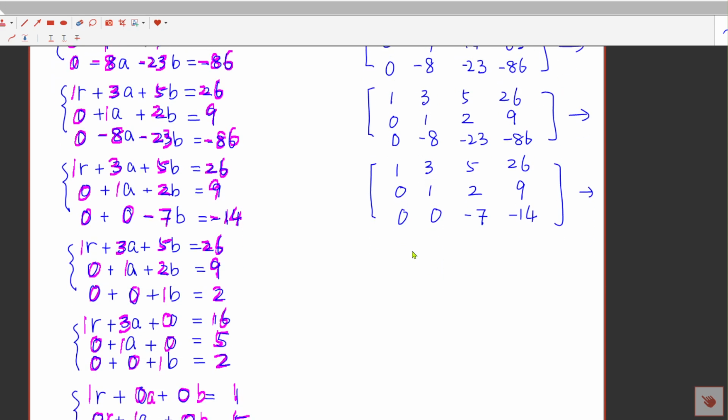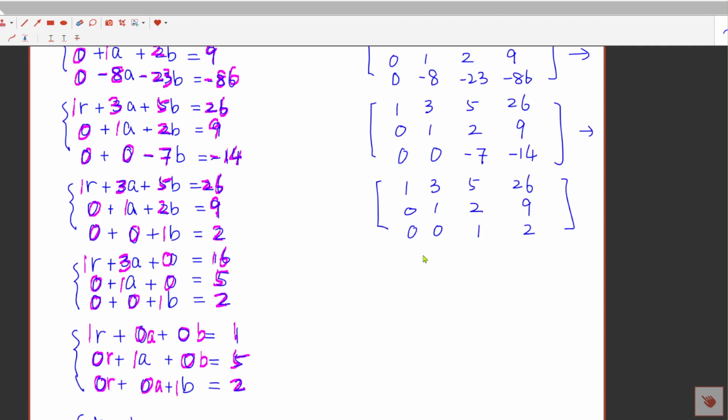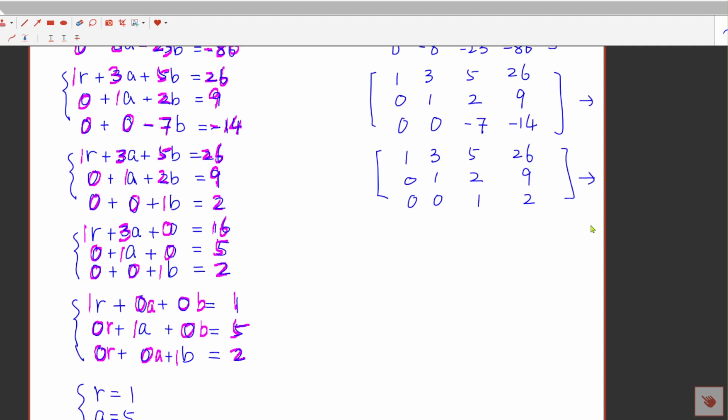And then in your next step, the third row can be simplified. Therefore, the other two rows do not change. But third row can be simplified to 0, 0, 1, 2, right? And then remember in the next step, we multiply the third row using number -2 and add it to the second row, right? So third row does not change. Second row becomes 0, 1, 0, 5.